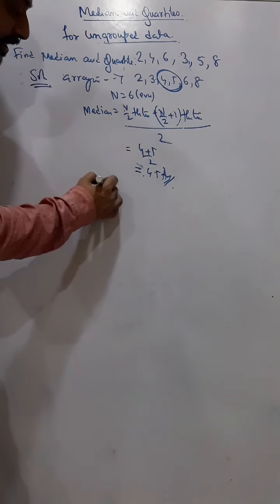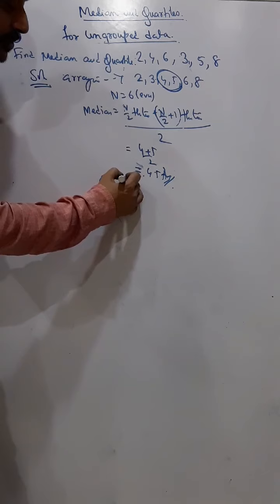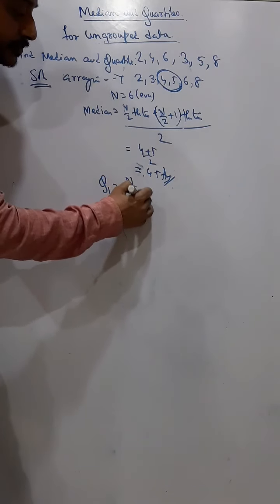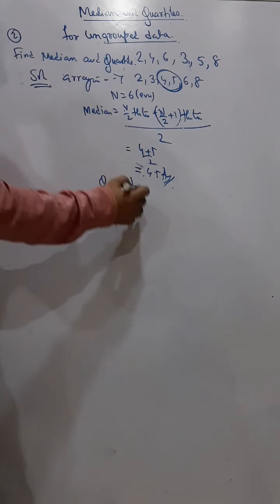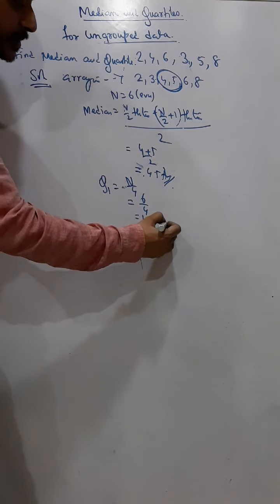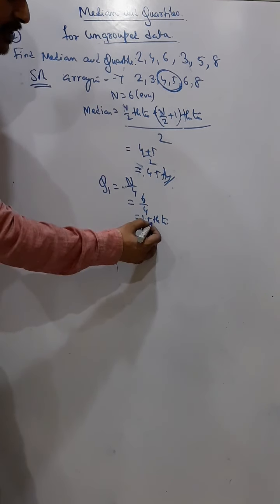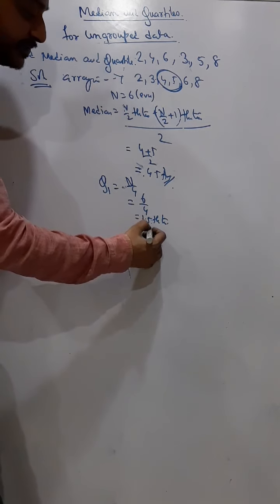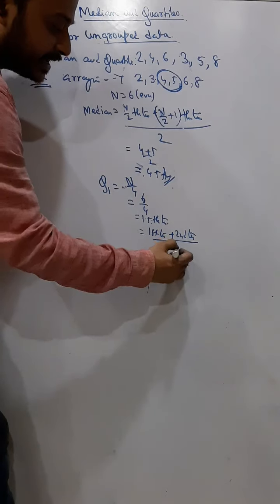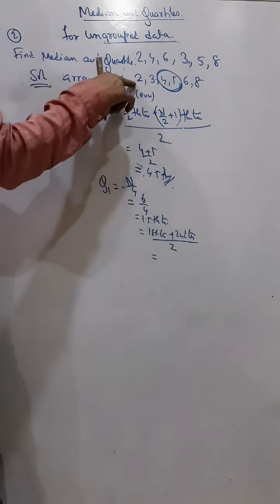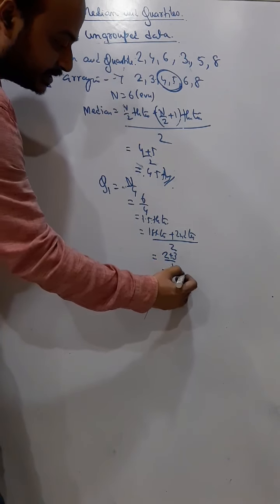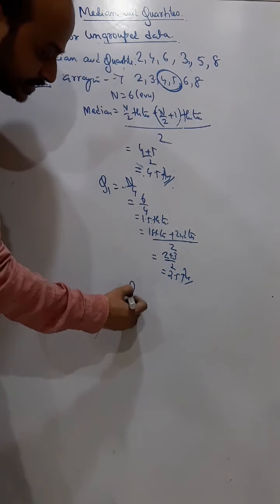Now similarly lower quartile Q1. Now Q1 will be what? n by 4. So similarly here also n by 4 means 6 by 4 means 1.5 term, and as I have told you, 1.5 term means between 1 and 2. So that means first term plus second term and divide by 2. So first term is 2, second term is 3 and divide by 2, 5 by 2. So my answer is 2.5. Understand?